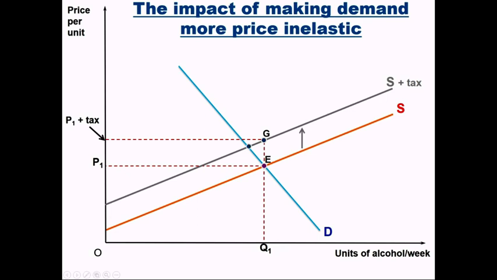We can see that the new market clearing position is at point C. The market will move from point E to point C. The quantity traded falls from Q1 to Q2.